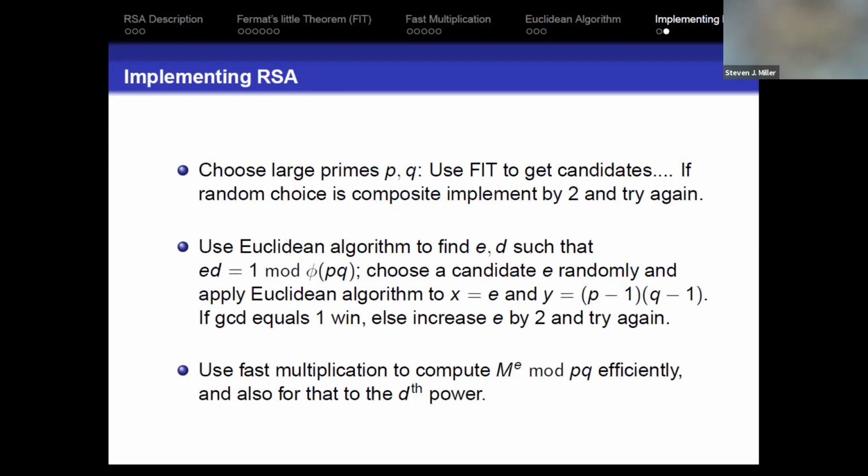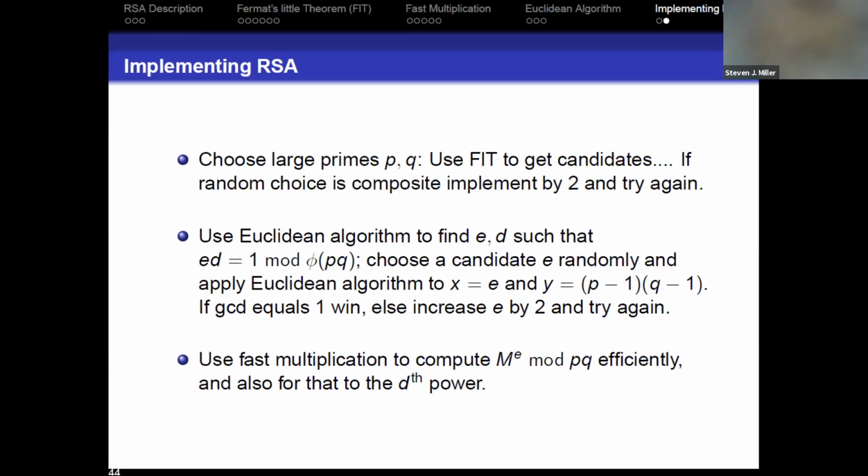Okay? There are no nice formulas for finding primes, but we can check the spaces without too much trouble. So we can use Fermat's little theorem to get candidates. If you want to be really safe, you can then use a high-level method to be sure that it's prime, although you're probably safe just assuming it's prime. Now, we use the Euclidean algorithm as follows. We had to find numbers E and D such that E times D was 1 mod phi of pq. So let's choose a number E randomly as our candidate. We choose an E and we hope it works. We hope that there is a D such that E times D is 1 mod phi of pq.